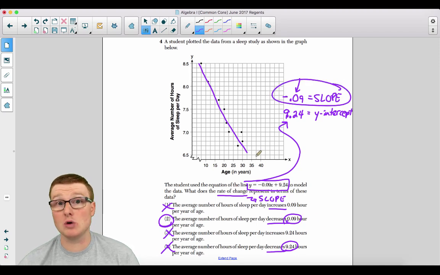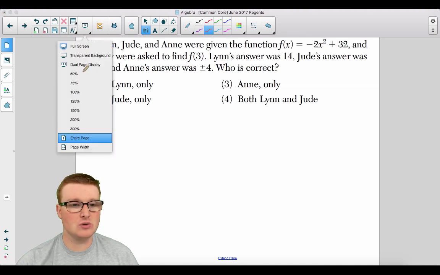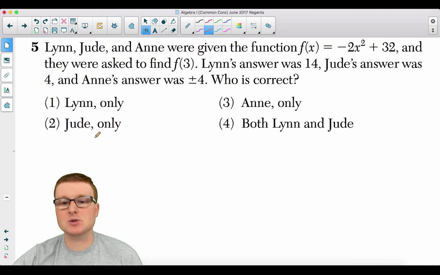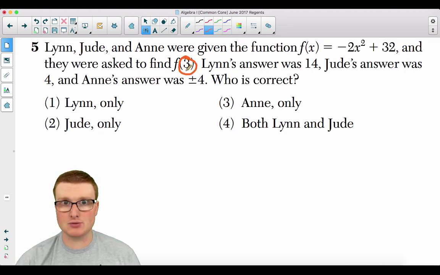That is what the slope is, and that is what the rate of change means in the context of this problem. Number 5, Lynn, Jude, and Ann were given the function f of x equals negative 2x squared plus 32, and they were asked to find f of 3. Lynn's answer was 14, Jude's answer was 4, and Ann's answer was plus or minus 4. Who is correct? So basically what you're doing is you're taking the input of 3.